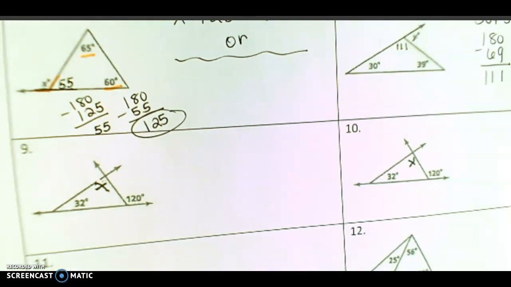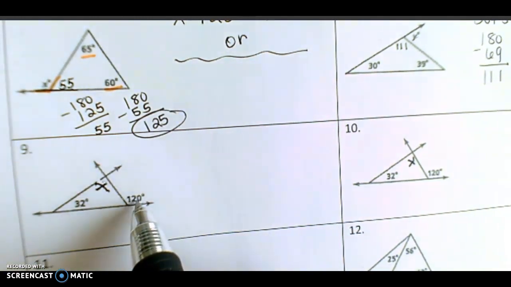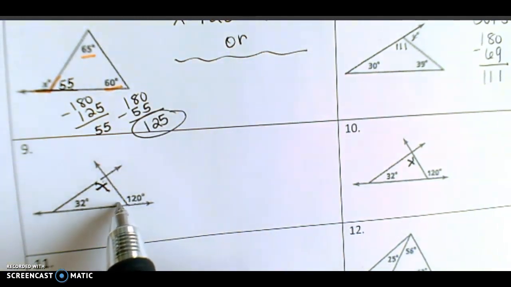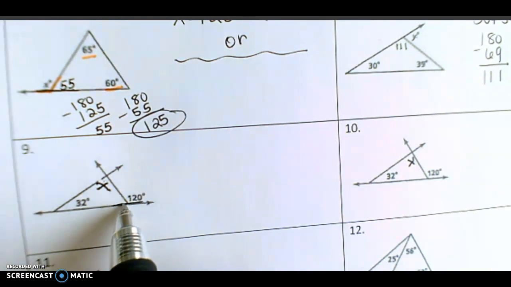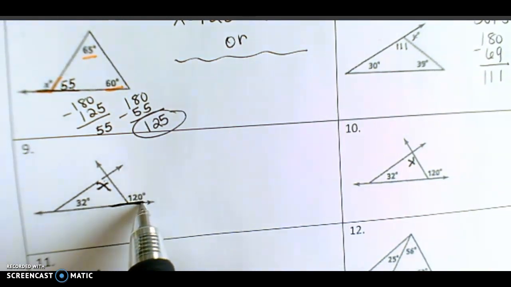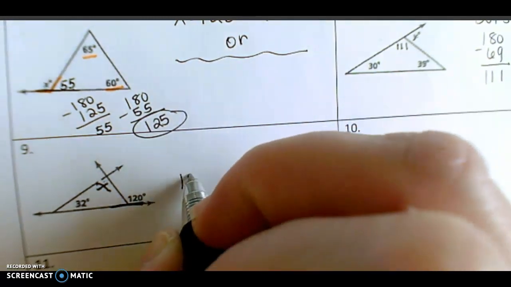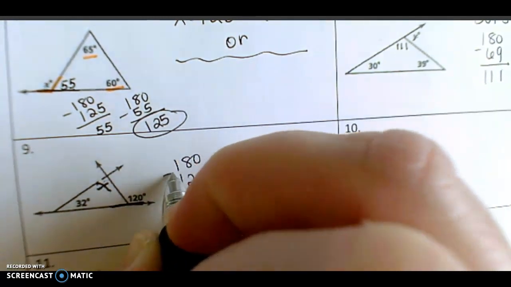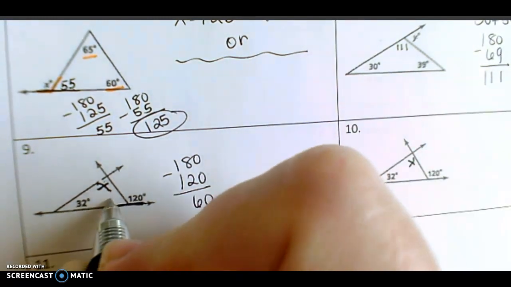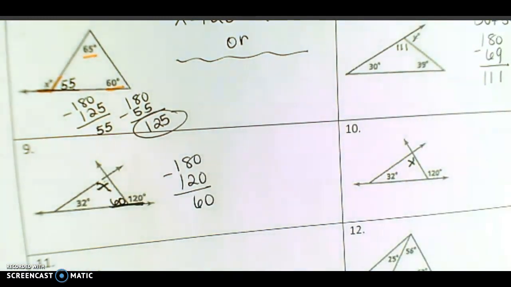Alright, so number 9 and 10, you can still use that exterior angle theorem. Again, I'm just going to show you another way just in case you're interested. What I can do first is find this angle right here, because I know that these two angles equal 180 because that's supplementary. So I can take 180 and subtract 120 and get 60.